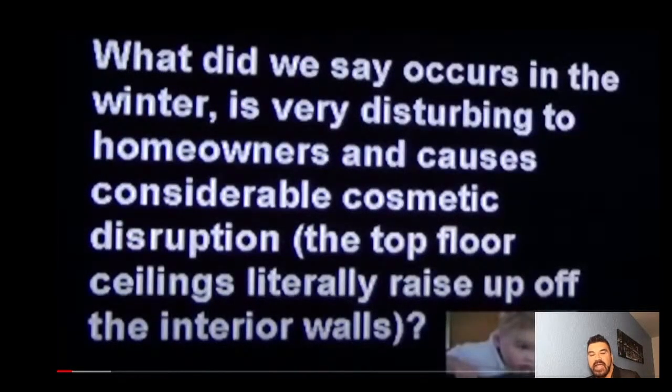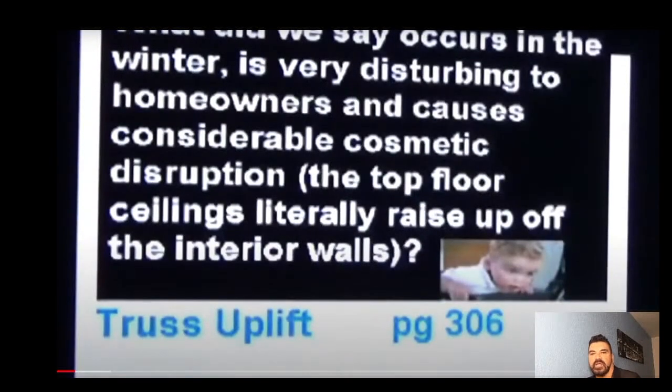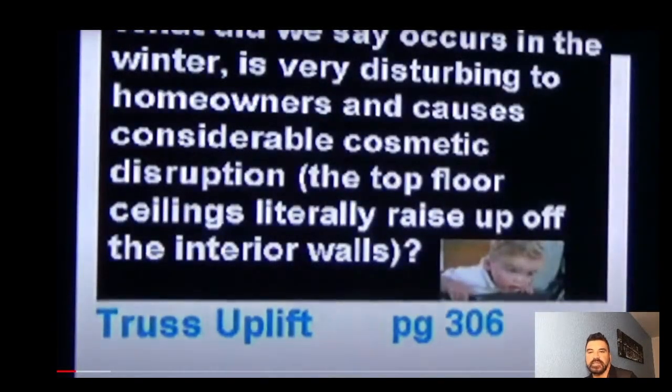So what did we say actually today? What did we say occurs in the wintertime? It's very disturbing to homeowners and causes considerable cosmetic disruption, where literally the top floor ceilings raise up off the interior walls. Good job, folks. Truss uplift on page 306.